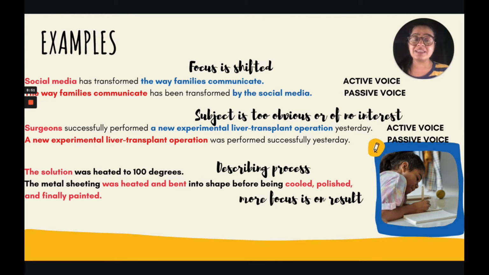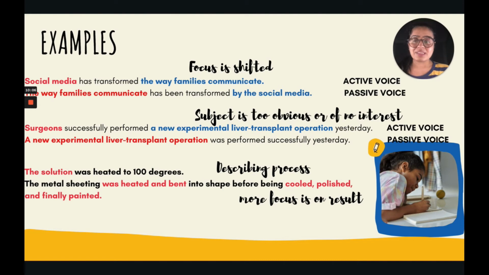It is obviously written in the active voice. In order to change the active voice into passive voice following the same rules, the sentence says, the way families communicate has been transformed by the social media. Clearly, there has been a shift in the focus in both the sentences. In the passive voice, clearly the more focus is on the ways in which the families communicate.